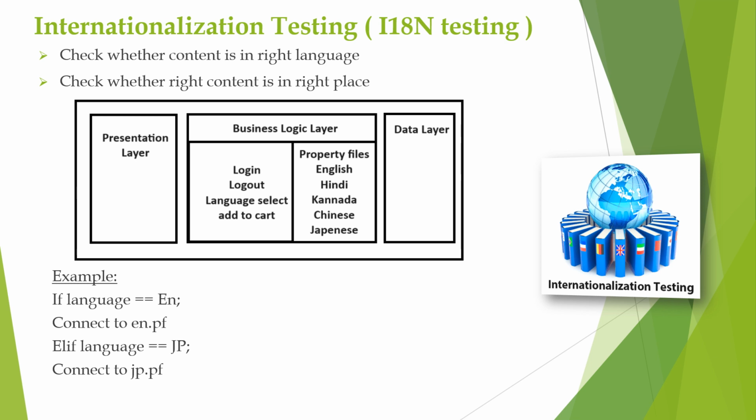Now let us see how the test engineers check these property files. They'll check the JavaScript here. That is, if language equals English, connect to English. In the same way, if it is written as if language equals Chinese, then connect to English. If the code is written like that, then there would be a defect. That means if language equals Chinese connect to English, whenever we select Chinese as the preferred language, we will get the display only in English. Then there would be a defect. This is how the test engineers do this internationalization testing.